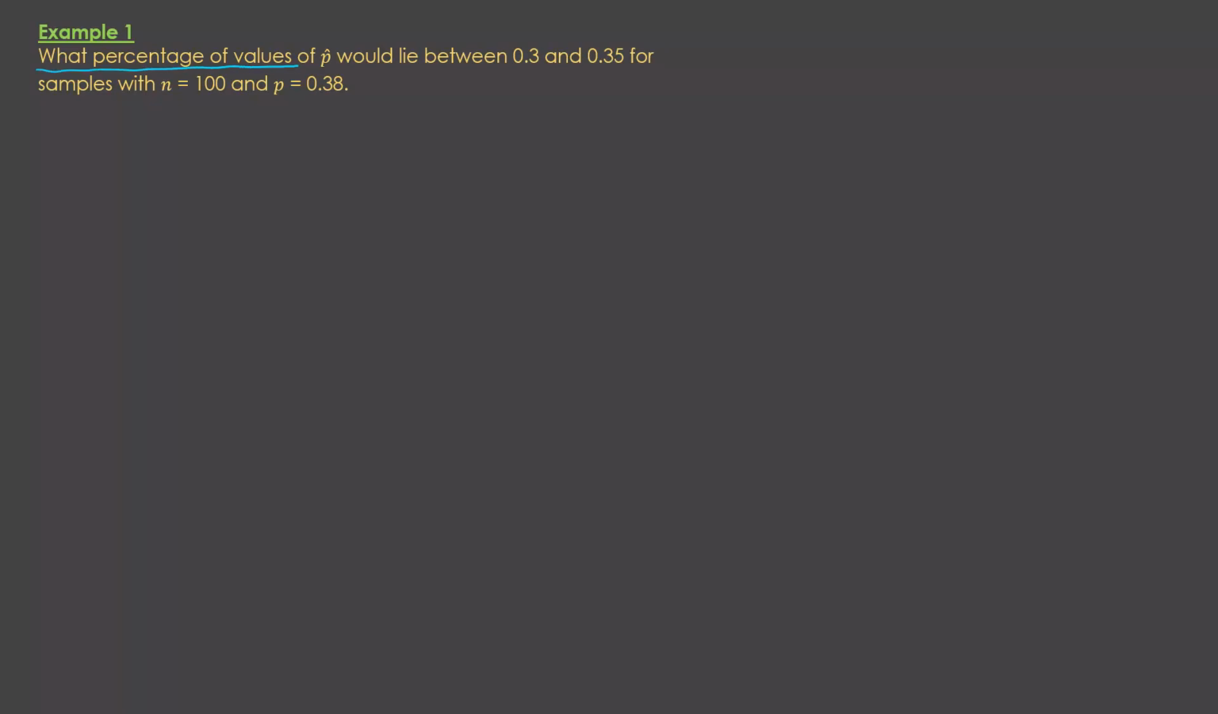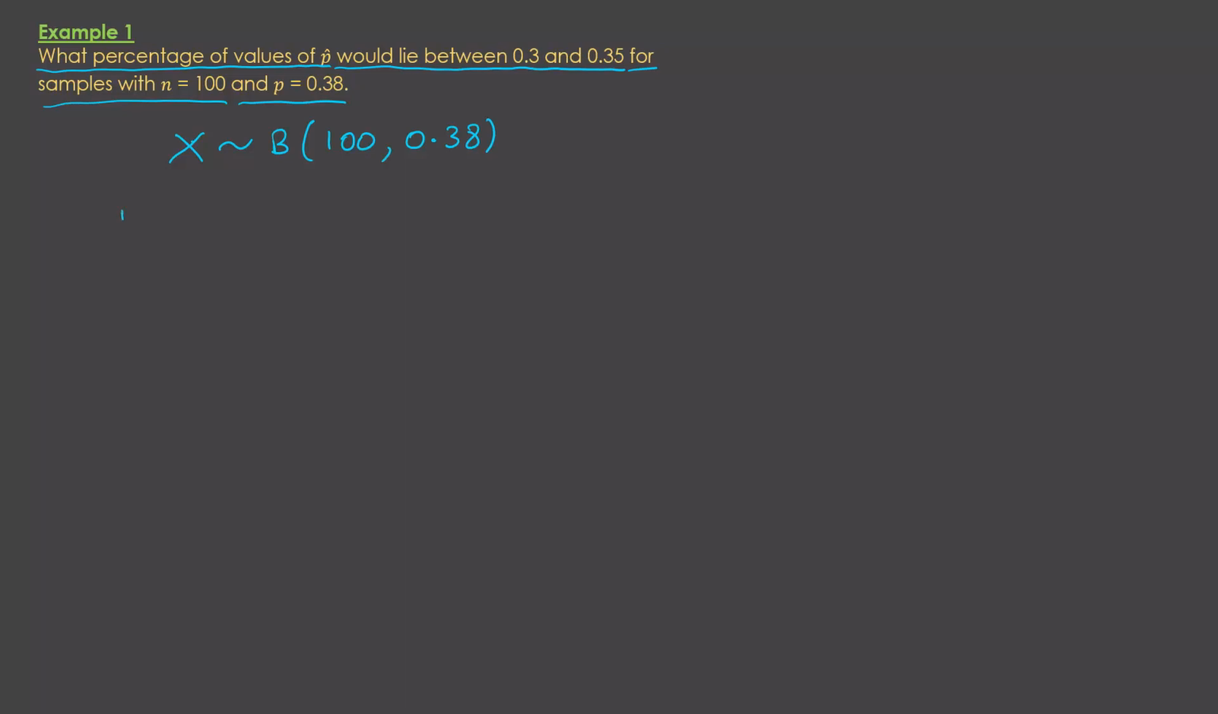What percentage of values of p hat would lie between 0.3 and 0.35 for samples with n equals 100 and p equal to 0.38? So we're dealing with a binomial with 100 trials and a probability of success of 0.38.